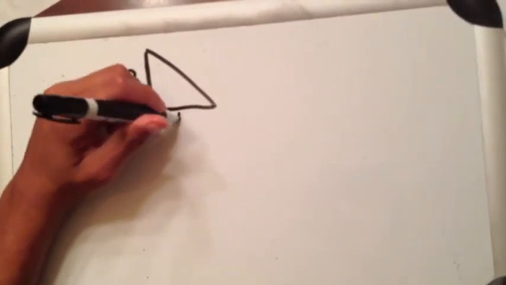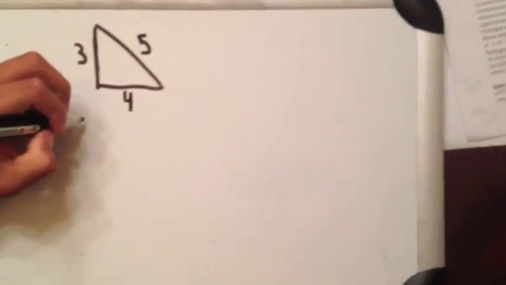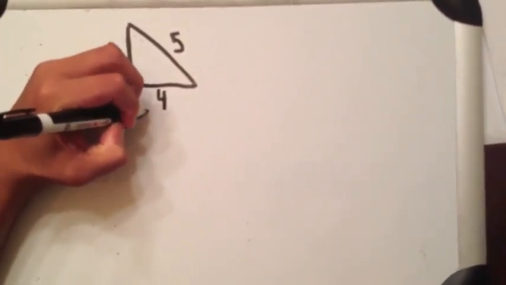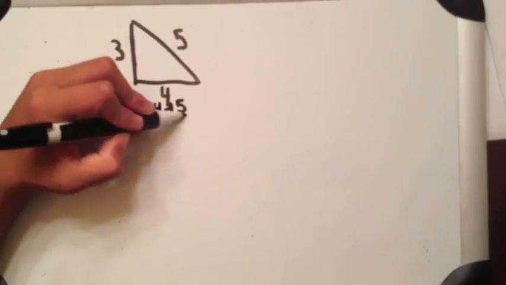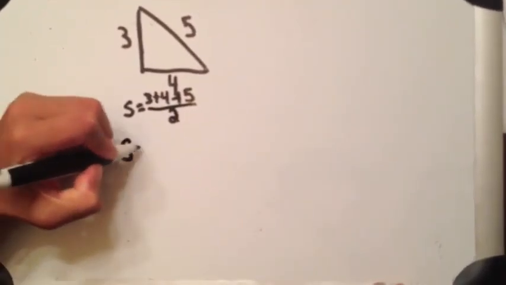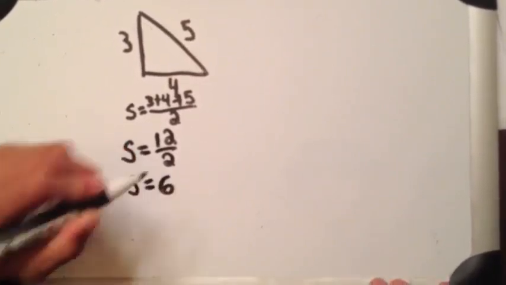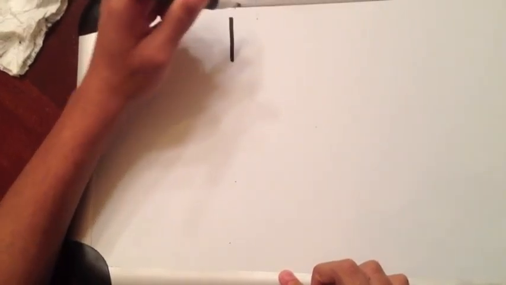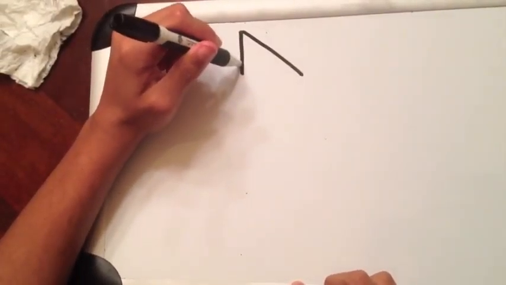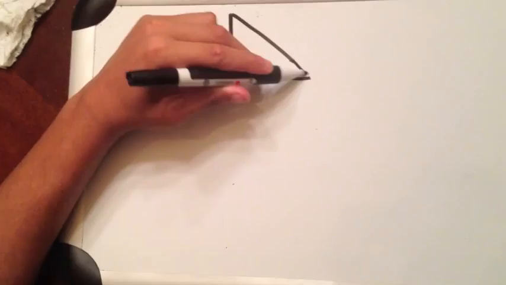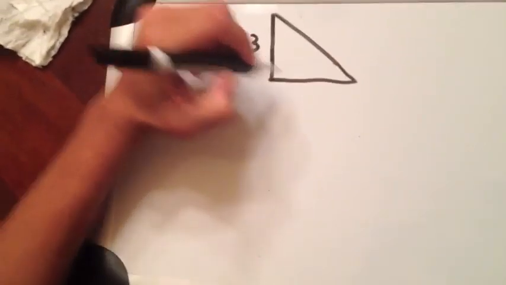Now let's try Heron's formula. So let's draw the same triangle again with legs 3, 4, and the hypotenuse of 5. Now using Heron's formula, first we would have to find S, which is 3 plus 4 plus 5, and then divide that all by 2. So S will be equal to 12 over 2, so S will be equal to 6. Now I know this is the same as the area, yet S is not the area. In this certain scenario, S is the area, yet S will not always be the area.